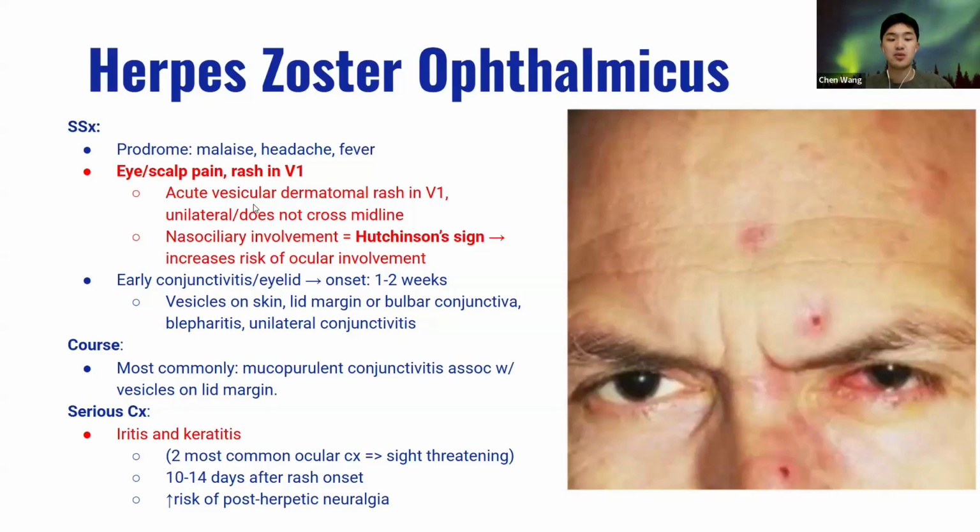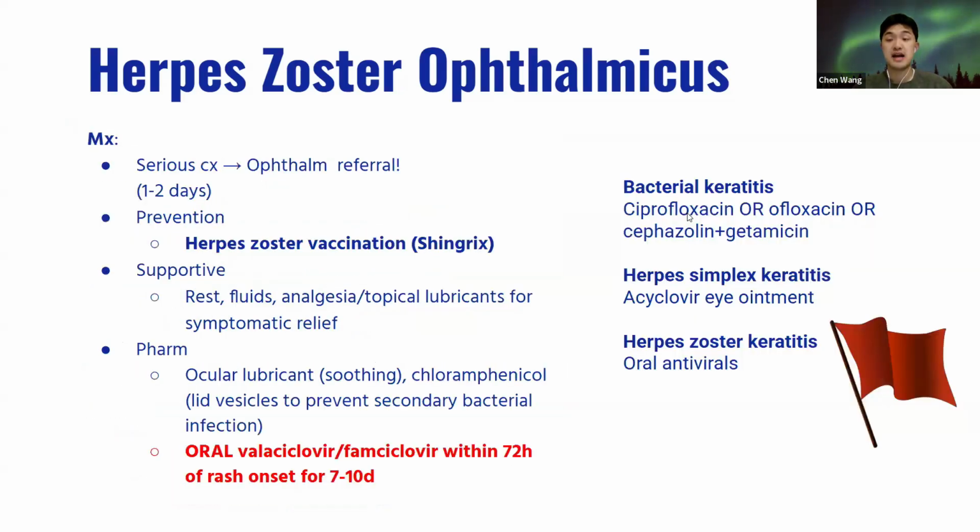So, some of the important things for this condition is that it is very likely to be causing iritis and keratitis, which can be potentially sight-threatening. And also, just like shingles, it is likely to cause postherpetic neuralgia as well, which can be quite debilitating for patients who experience chronic pain after VZV infections and reactivations.